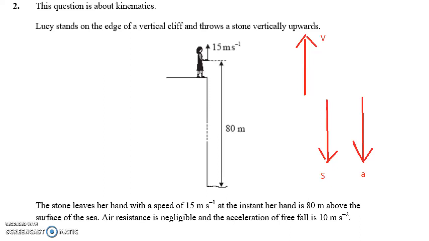Hello again, this is question 2 on the HL physics mock. And this question is about kinematics, so how stuff moves. It's a slightly complicated question where Lucy's standing on the edge of a cliff and throws a stone vertically upwards, and it's about how long it takes for the stone to reach the ground.